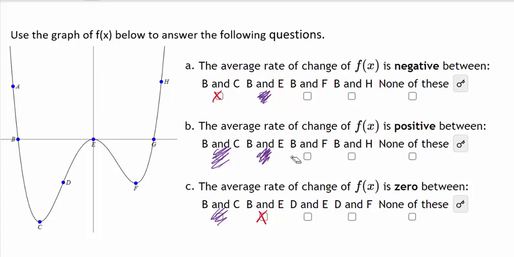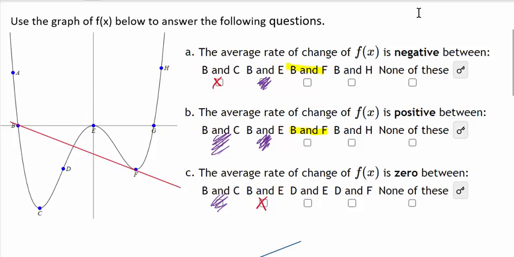The next interval I'm seeing is B and F, which is in part A and part B of the problem. Let's draw a secant line through the points B and F, and that would look something like the red line I just drew. Clearly the red line is decreasing, so although within the interval between B and F, that would be between the x value of this point and the x value of that point, the function is decreasing and then increasing and then decreasing, we're asked what happens on average. And obviously, since the secant line is decreasing, it has a negative slope.